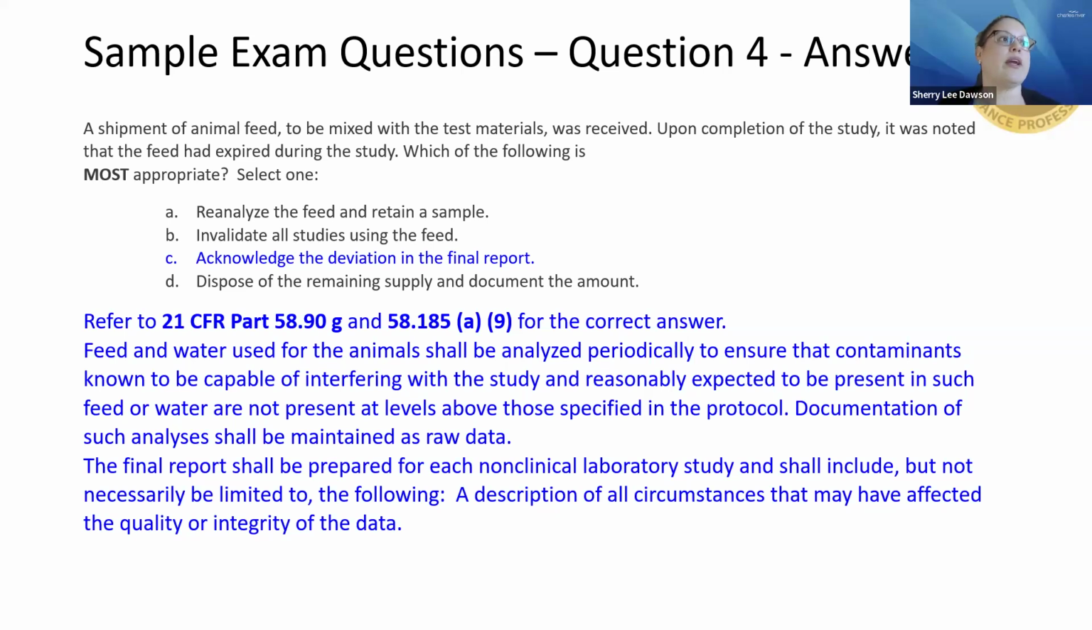So reanalyze, I did see there was an A, reanalyze the feed and retain a sample. That would certainly be helpful to address the impact. So if there was a reanalysis and a sample retained and it found that the feed itself met specifications all over again, that would certainly be good for the study director to acknowledge, well, it was expired when we used it on study. However, a post-study analysis revealed that the diet met the same requirements. So it's expected that there's no impact to study.